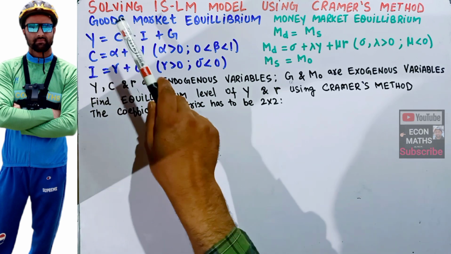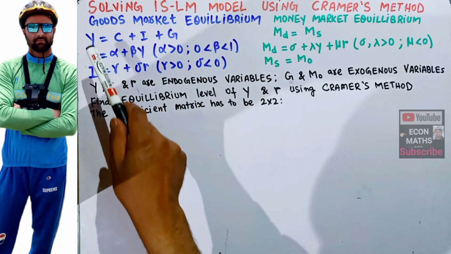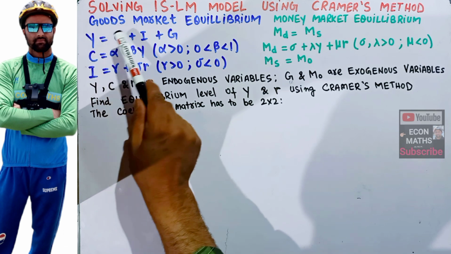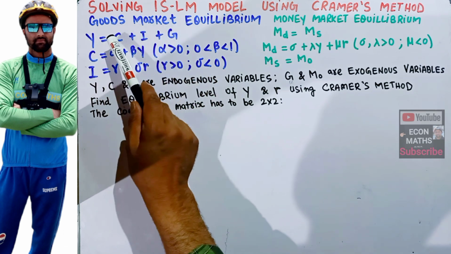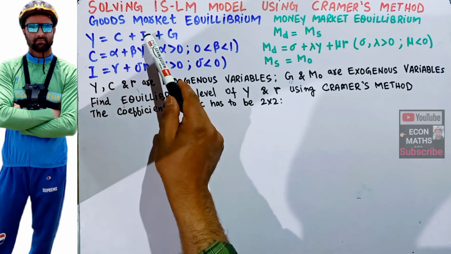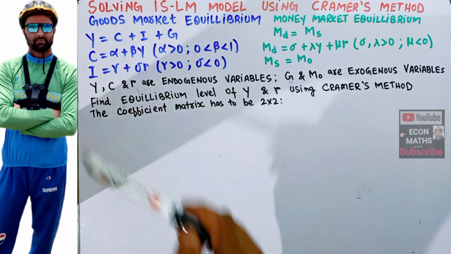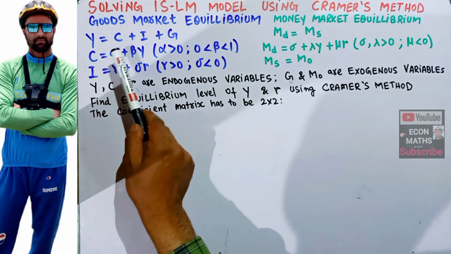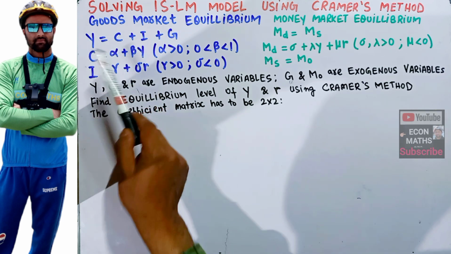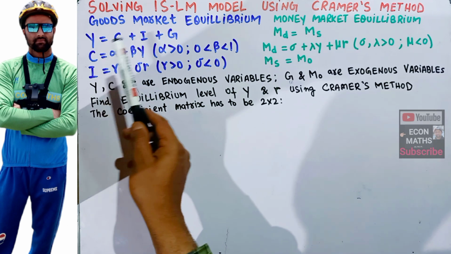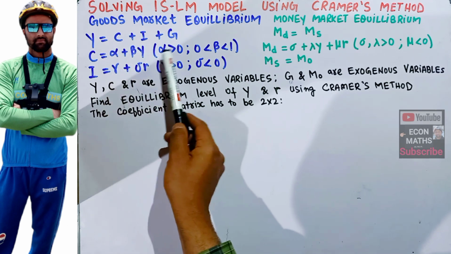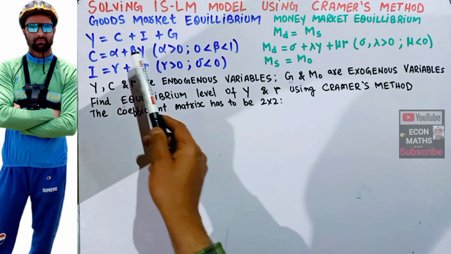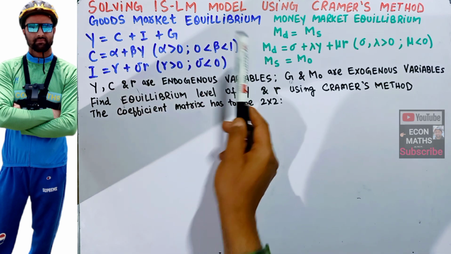The question is: goods market equilibrium is given by the equation Y, which is the national income, equal to C plus I plus G. C is the consumption expenditure, I is the investment expenditure, and G is the government spending. Consumption is equal to alpha plus beta Y. Alpha is the autonomous consumption which does not depend upon the level of income, and alpha is greater than 0, and beta is the marginal propensity to consume, and it lies between 0 and 1.